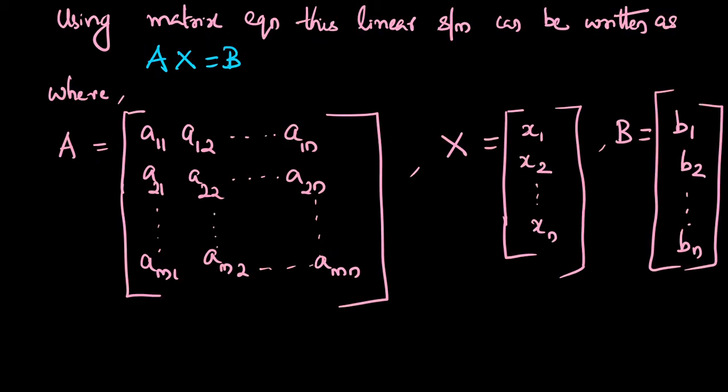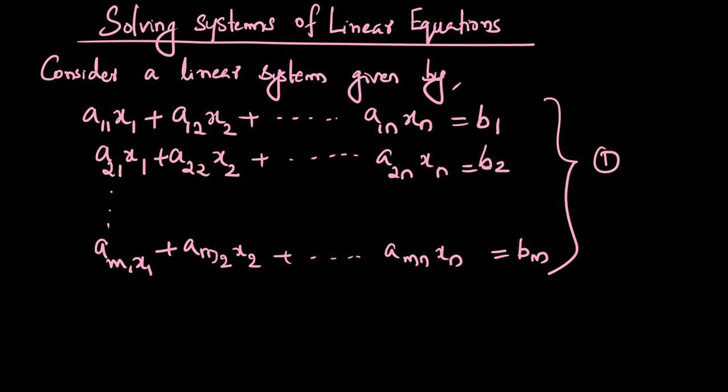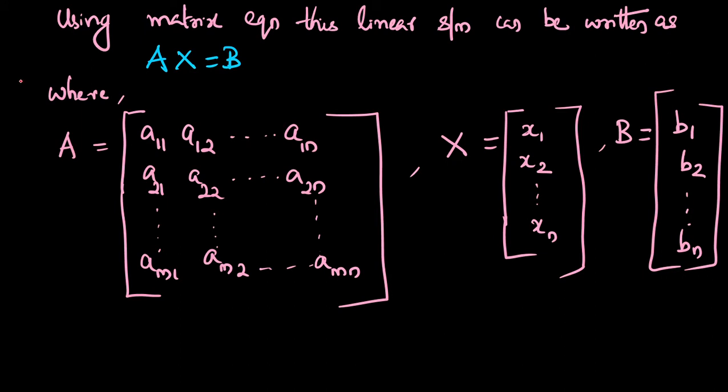Using the matrix equation, we can solve this linear system by writing the matrix equation as Ax equal to B. Here, A can be represented as a matrix, and all the elements of this matrix are formed by the coefficients from these linear equations. That is, matrix A is equal to a11, a12 up to a1n, and similarly, am1, am2 up to amn.